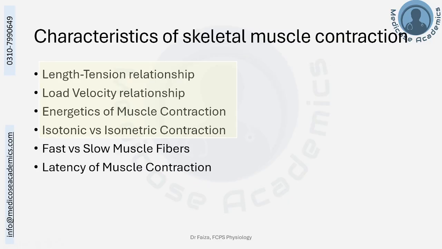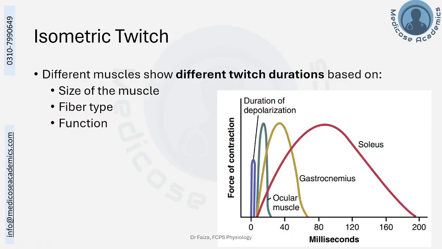Now, the next characteristic of skeletal muscle contraction, that is the type of muscle fibers, fast versus slow muscle fibers. To get into this concept, let's have a look at this image. X-axis is showing the duration of the muscle contraction and the y-axis is showing the force of contraction. And you can see different muscles in the human body have different durations of skeletal muscle contraction.